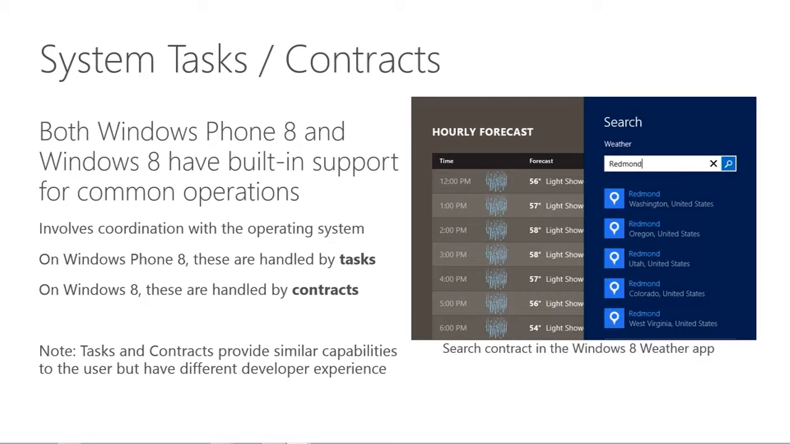There is some built-in support for common operations in both Windows 8 and Windows Phone. In Windows 8, they are called contracts. In Windows Phone, there's something similar called tasks, although the developer experience is quite different. You might quibble with comparing those two, but they try to do the same sorts of things. Some of the things I would do with a contract I would do with tasks. It basically involves coordination of stuff that your app needs to do with the operating system.